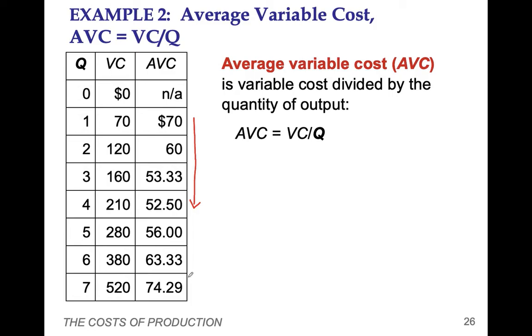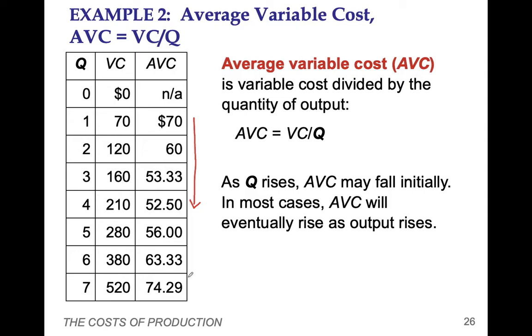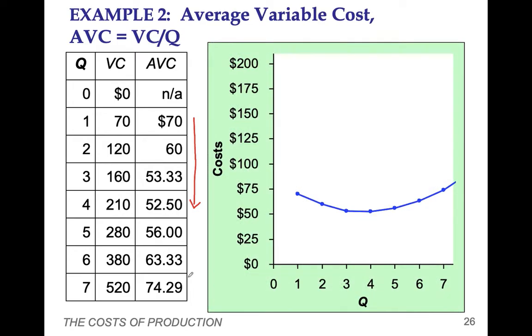So the average variable cost, unlike the average fixed cost, is not going downward all the time, but only for a short period of time it goes downward, but then it goes upward and increases as the number of units produced increases. So as Q rises, AVC may fall initially. In most cases, AVC will eventually rise as output rises.